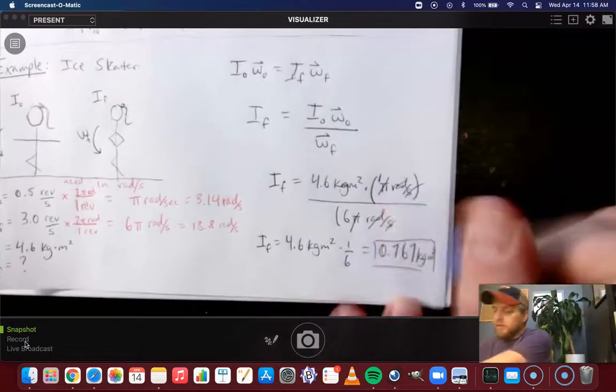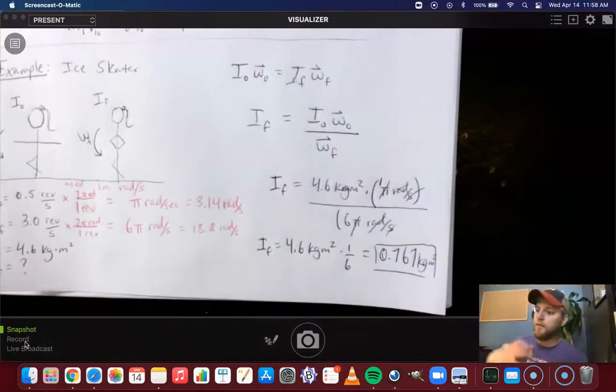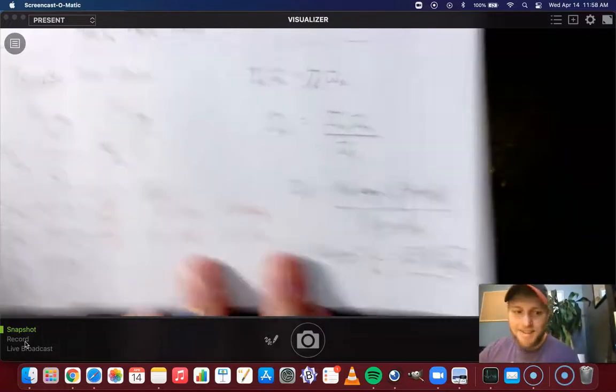So there you have it, folks, an introduction to conservation of angular momentum and a very simple yet classic example.